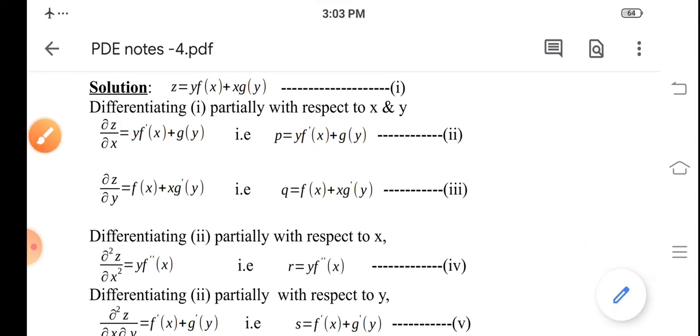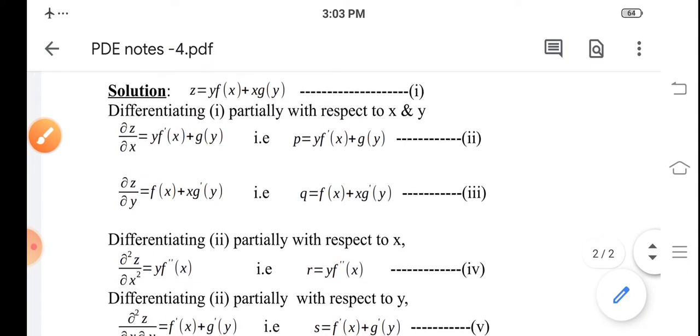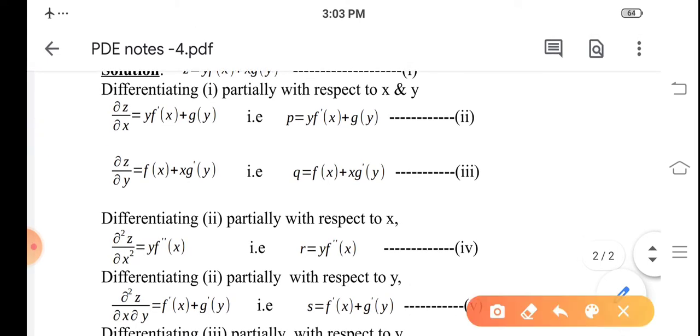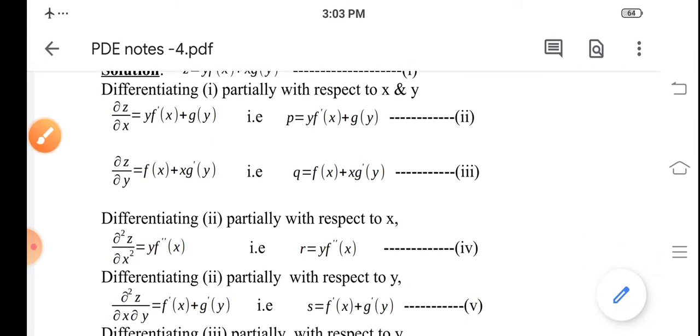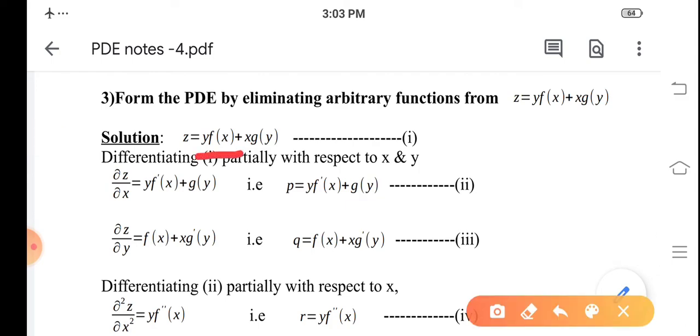There are two arbitrary functions in the given relation. So to eliminate f and g, we require first order partial derivatives as well as second order partial derivatives. Now we take the given relation as equation 1. Differentiating equation 1 partially with respect to x, we obtain dou z by dou x equal to, here in the right hand side, first term y into f of x, partial derivative of y into f of x is y constant, differentiation of f of x becomes f dash x. And derivative of second term, partial derivative of this with respect to x will be g of y.